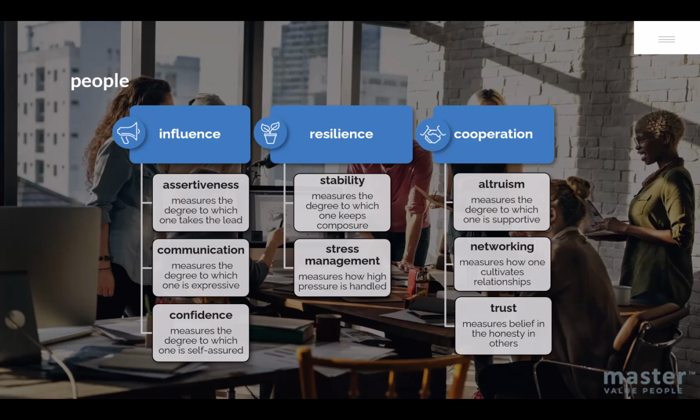Moving on to the dimension cooperation. It includes the aspects altruism, networking, and trust. Altruism measures the degree to which one is supportive, how much time and focus are dedicated to helping others throughout the workday. While it can be admirable to be highly supportive, this only aligns well with roles where supporting others is a part of the job.